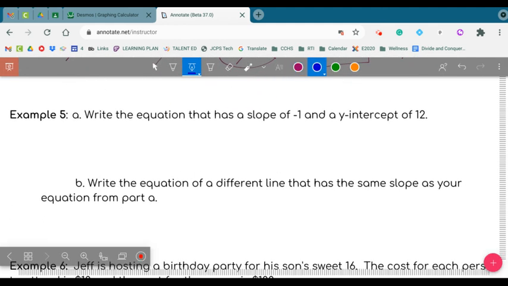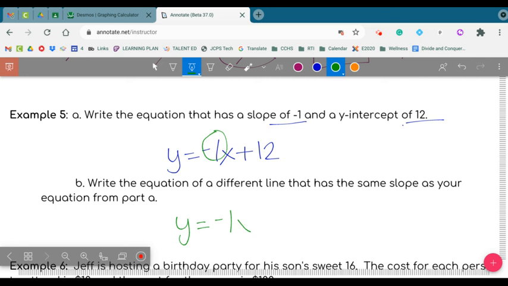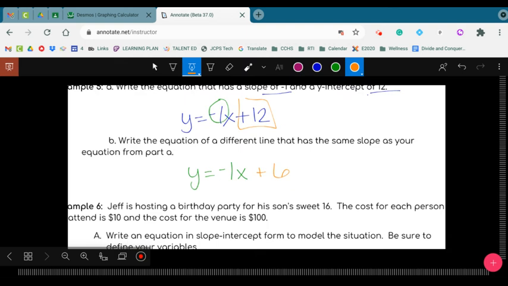Next says, write the equation that has a slope of -1 and a y-intercept of 12. So we're going to replace our m with -1x, and then our y-intercept is 12. Part B says write the equation of a different line that has the same slope. So your slope is this -1. That's the only thing that needs to stay the same. The y-intercept, which is at the end, can change to anything. So I'm going to do +6. You could do -5. You could do +2.5. You can do +100. The y-intercept just has to be different.